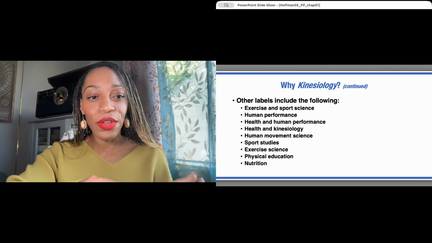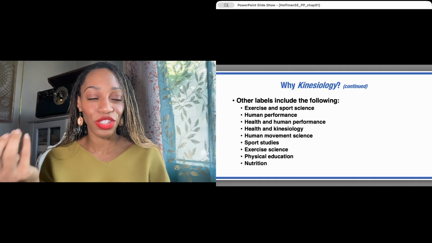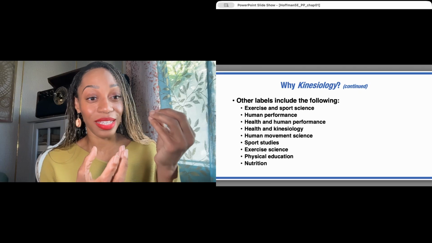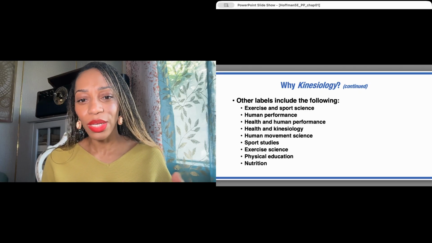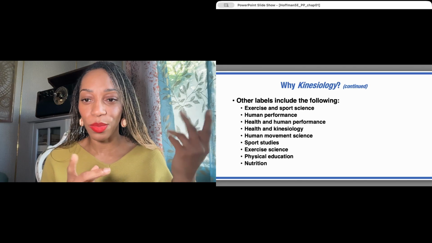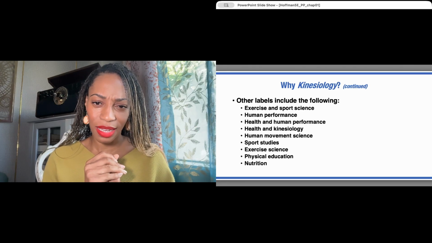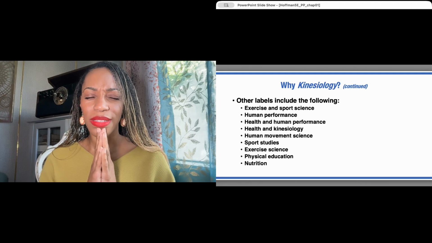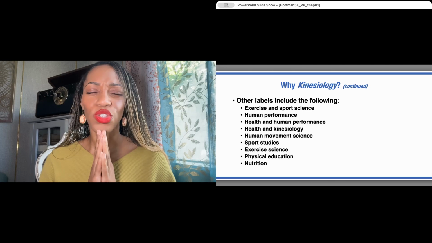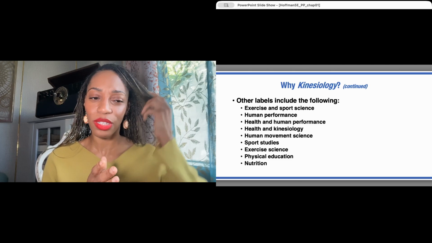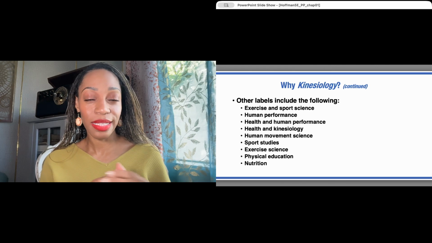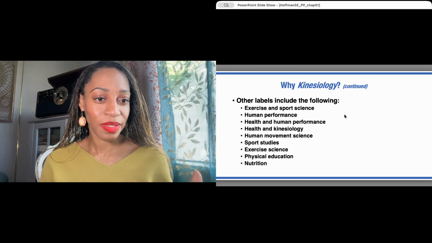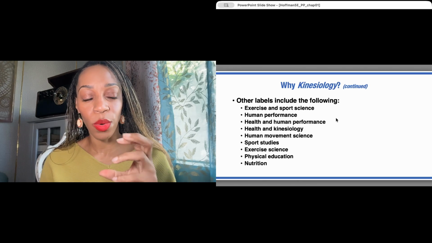These are some of the other names that kinesiology subdisciplines can be housed in. And we see them all over the place. I think Northridge has recreational studies. There are some other ones called, I want to say, tourism and recreation or leisure studies. Lots of different names, but many of them encompass the same types of core requirements.